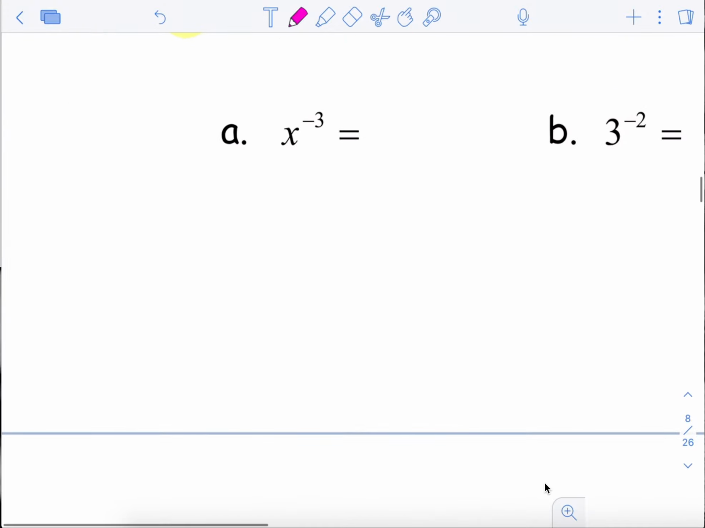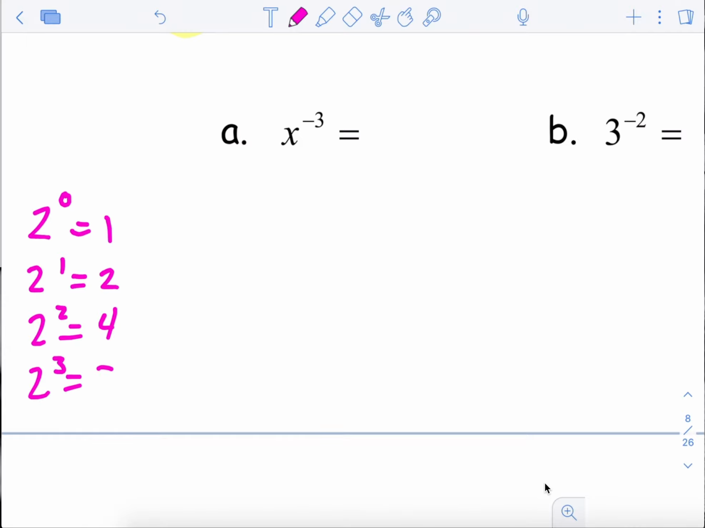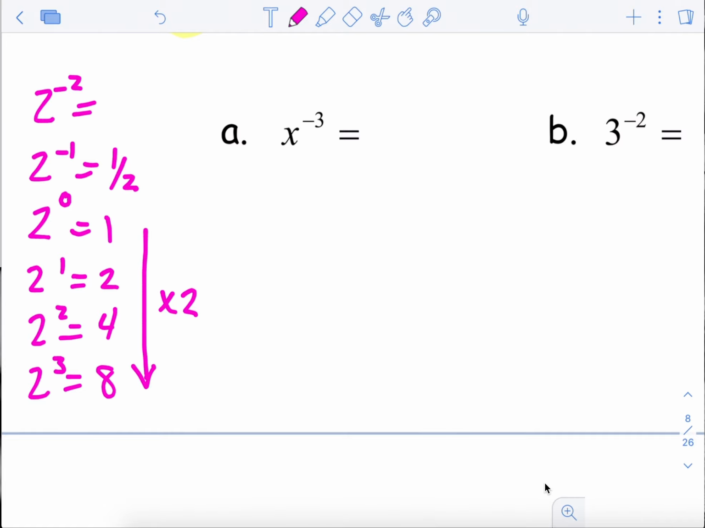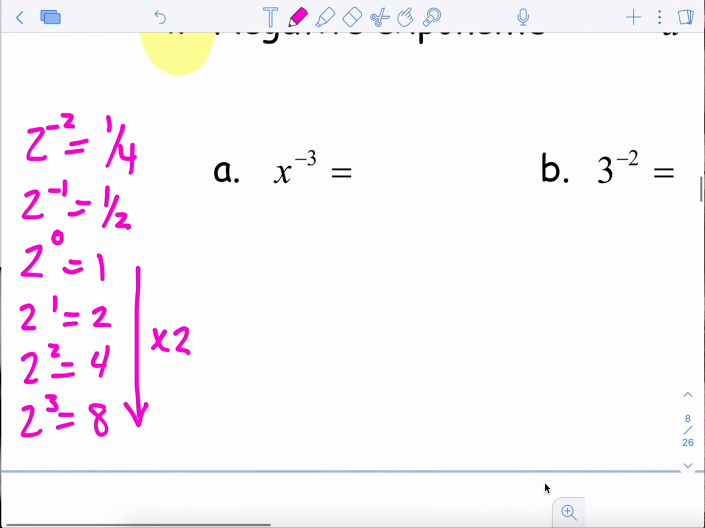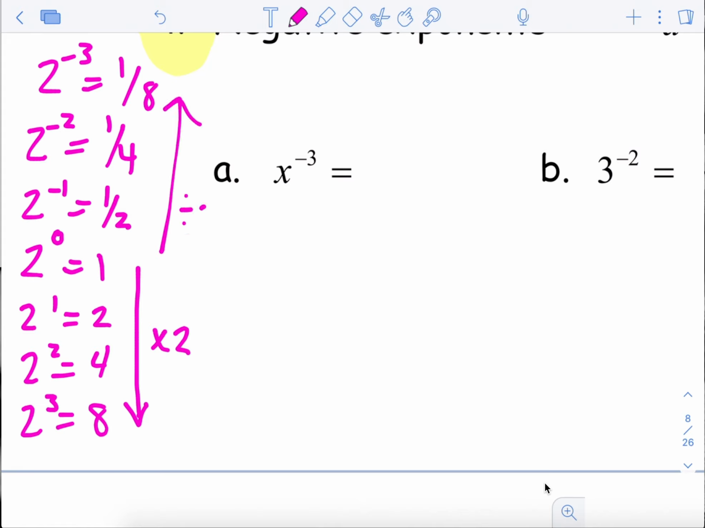If I was going to explain where this is coming from, I'm going to use a number like 2. We all know that 2 to the 0 is just 1, right? 2 to the first power is 2. 2 squared is 4. 2 to the third is 8. So every time I add 1 to the exponent, I am multiplying by 2. Let's think about going the other way. 2 to the negative 1 is 1/2. 2 to the negative 2 is 1/4. 2 to the negative 3 is 1/8. Every time I go the opposite direction, I am therefore dividing by 2.